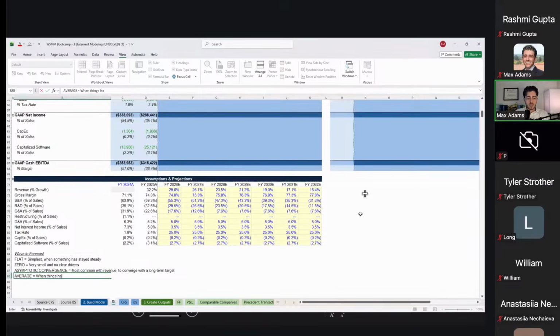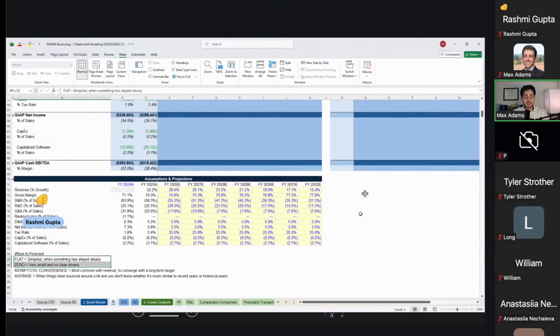When things have bounced around a bit and you don't know whether it's more similar to recent years or historical years. In this case, since it went from like 2.2 to 3.1, I don't really have a clear sense of whether it's going to be closer to 2025 or 2024. I'm just going to take the average and hold it flat. So these are the 4 main ways to forecast stuff.